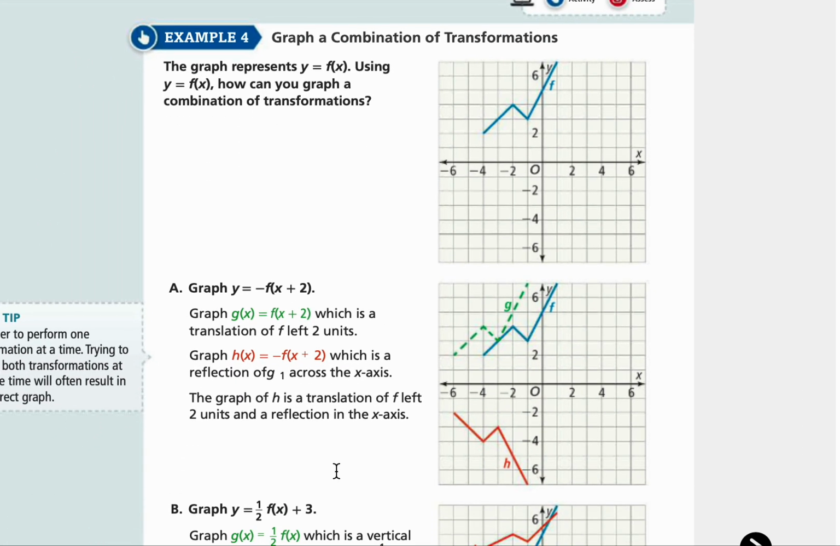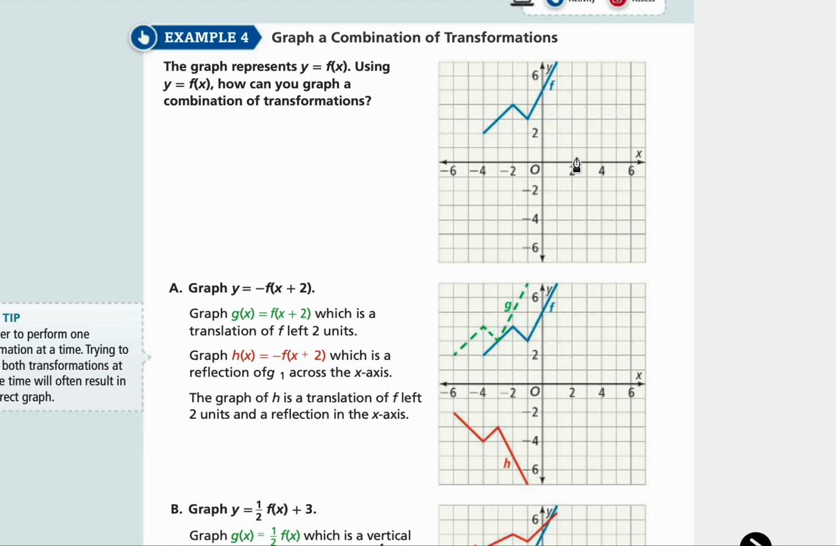Graph a combination of transformations. What if we put all these together? We're going to start with f, okay? Using f of x, how can you graph a combination of transformations? So first of all, we want to graph y is equal to -f of x plus 2. How many transformations do you think we have? That negative is reflection. That plus 2 is a horizontal translation.